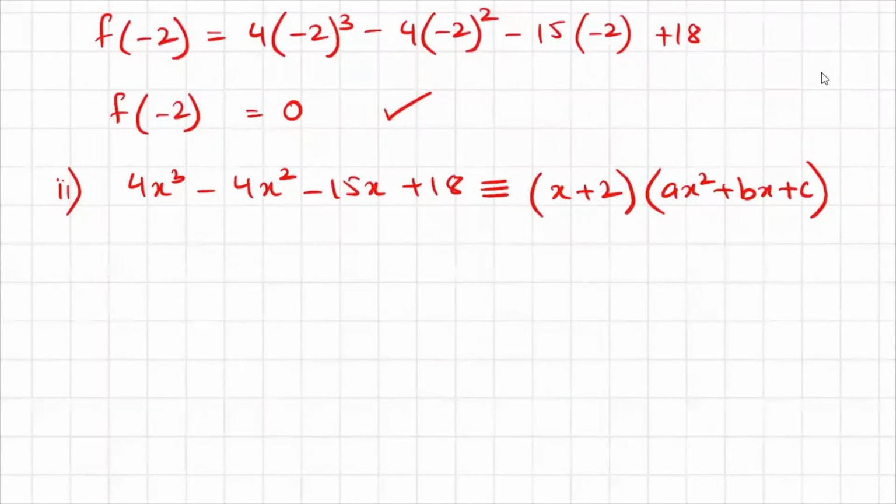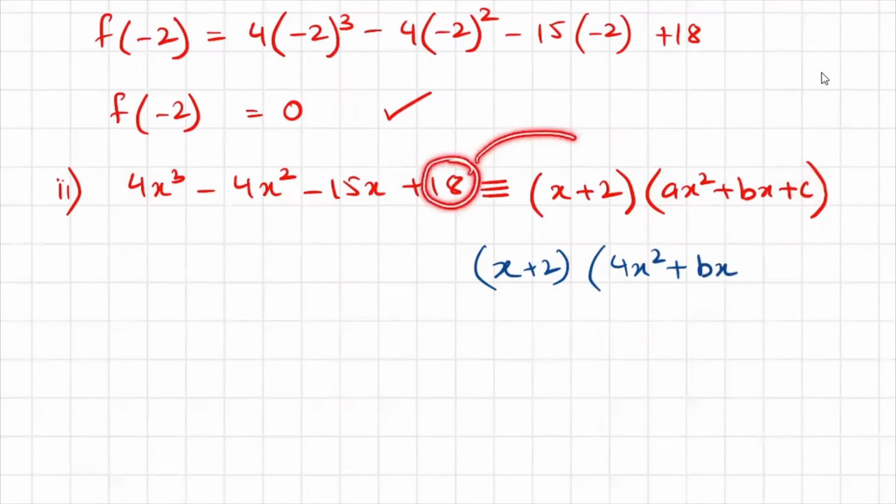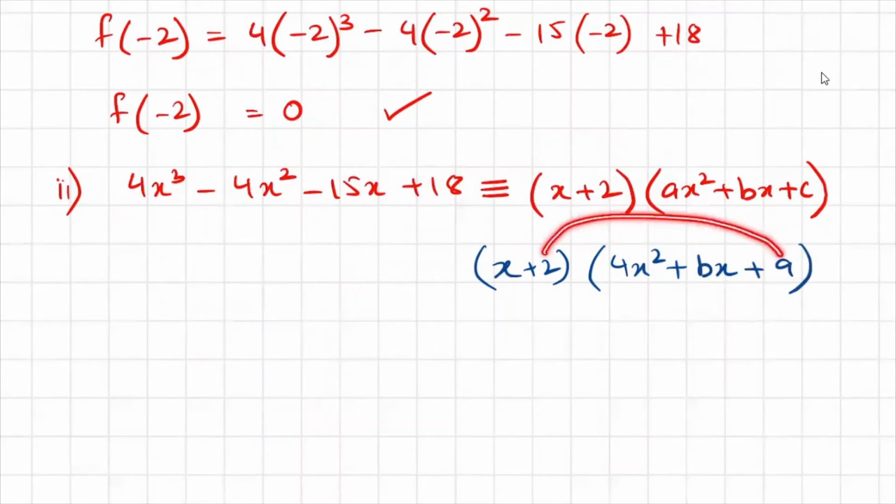First, you look at the coefficient of x cubed, which is 4. So x multiplied by x squared is x cubed, which means a has to be equal to 4. So I have the first factor, x plus 2, and 4x squared is there. Copy down bx and c. What do you do about c? 18 divided by 2 is equal to 9. If you want to tally, then please do it. 2 times 9 is positive 18.